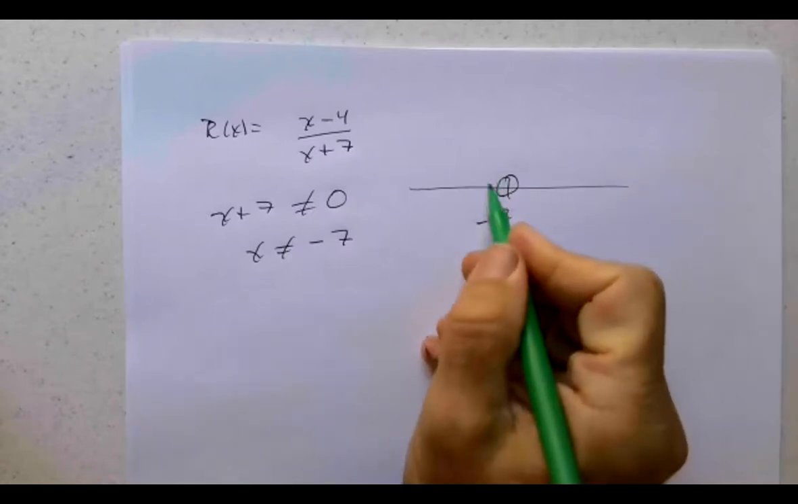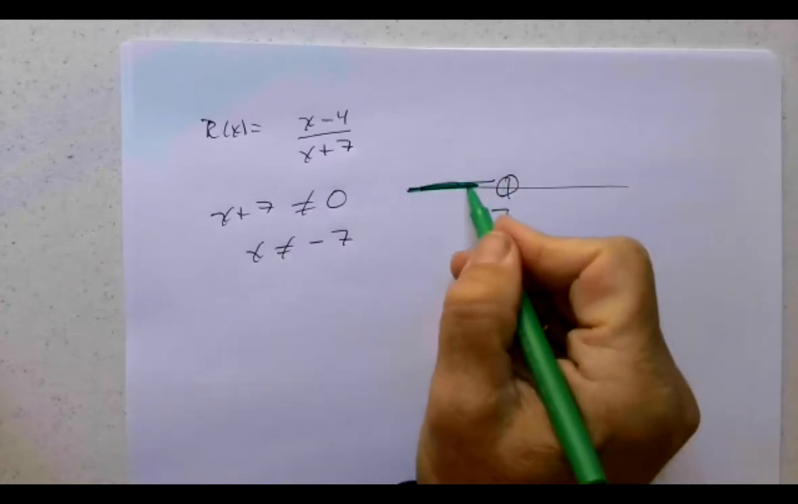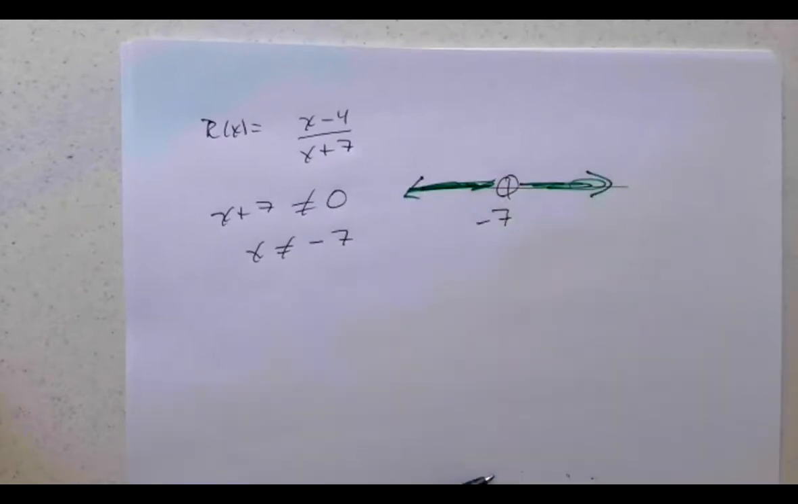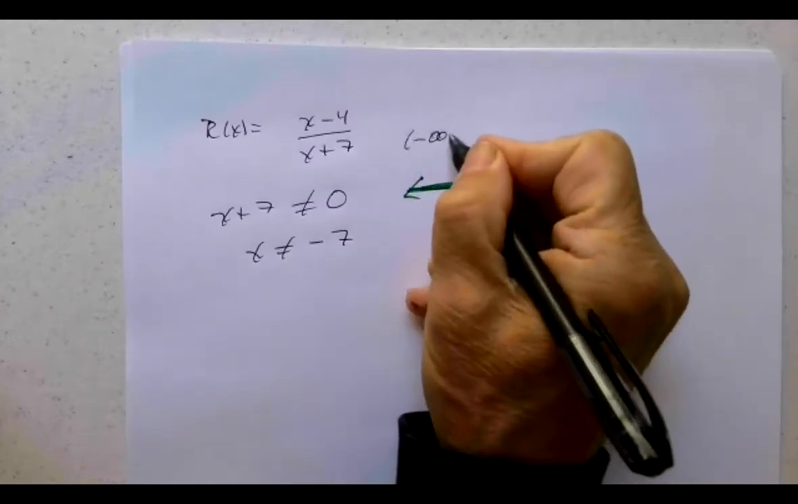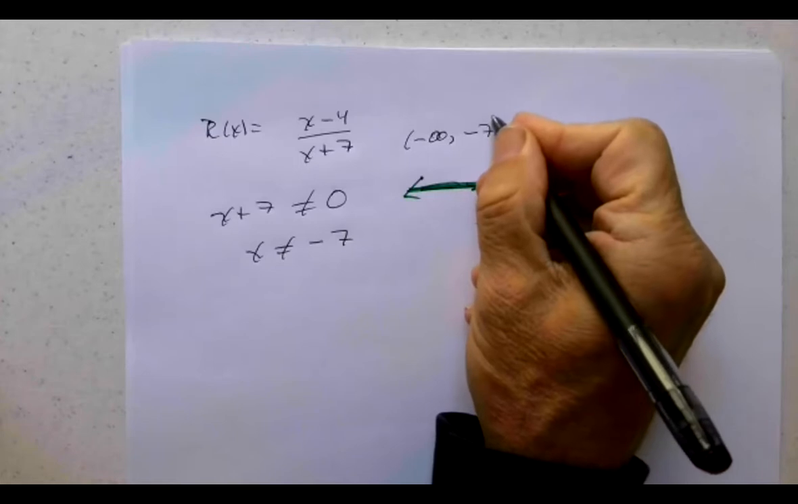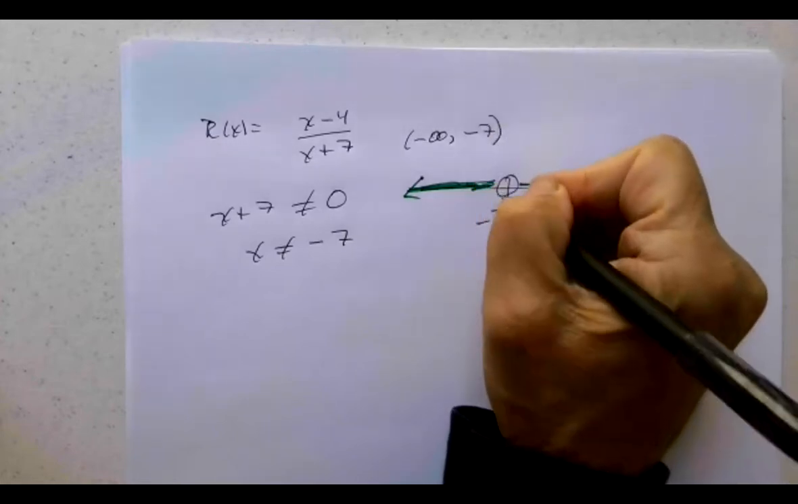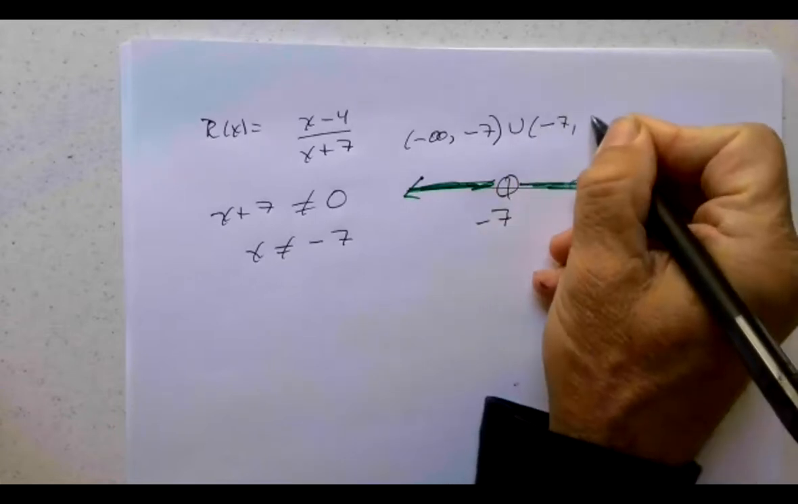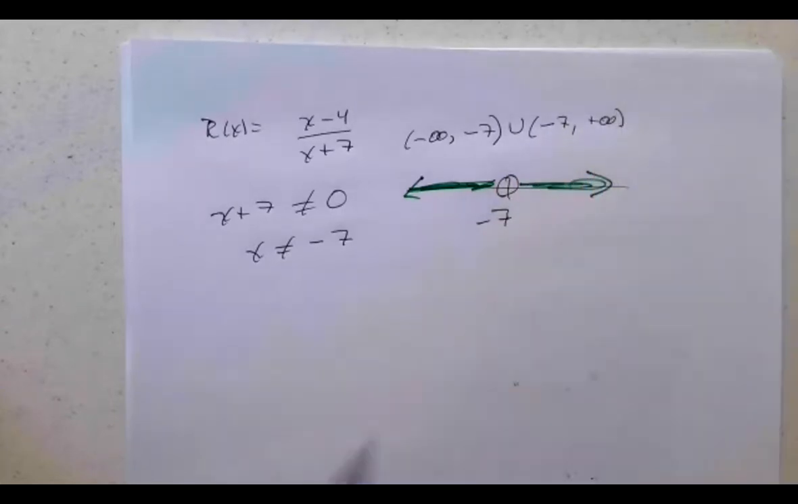So it's everything to the left of negative 7. It's everything to the right of negative 7. And then how do we express that in interval notation? Negative infinity to negative 7, round bracket, because it's not including negative 7, union negative 7 to plus infinity, round bracket, because you never actually get there. That's our domain. Now let's take a look at Desmos and see what the graph looks like for that function.